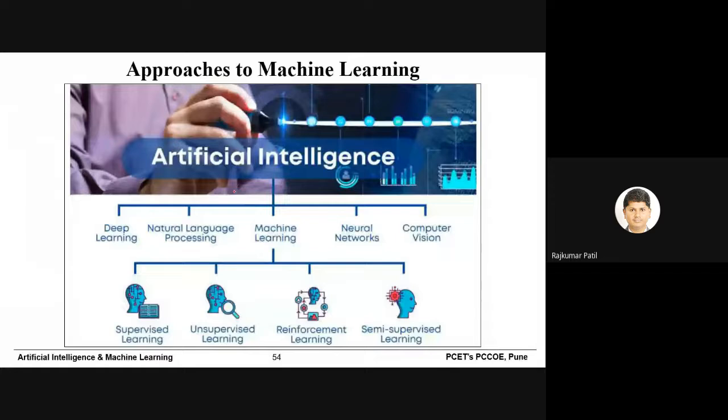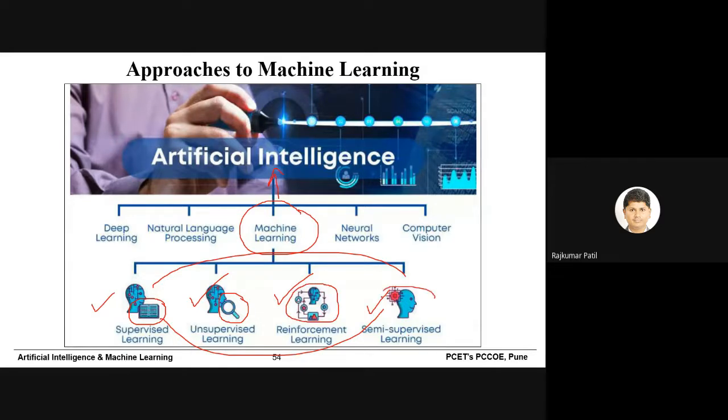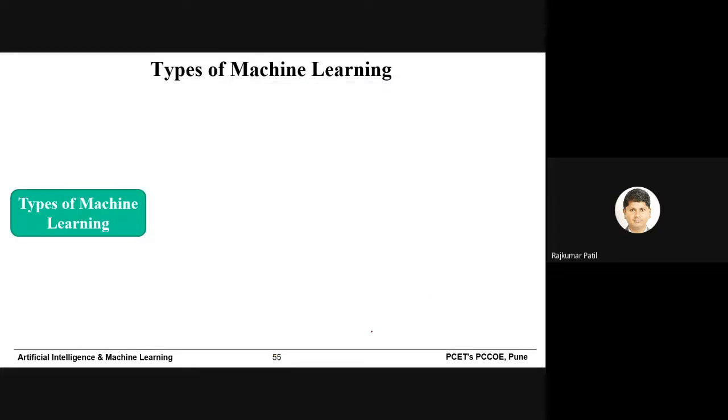So in this particular session we will be discussing approaches to machine learning. As we already discussed, machine learning is a subset of artificial intelligence. And machine learning can be classified into supervised learning, unsupervised learning, reinforcement learning, and semi-supervised learning. From the word itself, we can understand that semi-supervised learning is a combination of supervised and unsupervised learning. There are certain symbols given for each type of machine learning, and from those symbols you can understand what it could be, what would be its meaning. So we will start one by one.